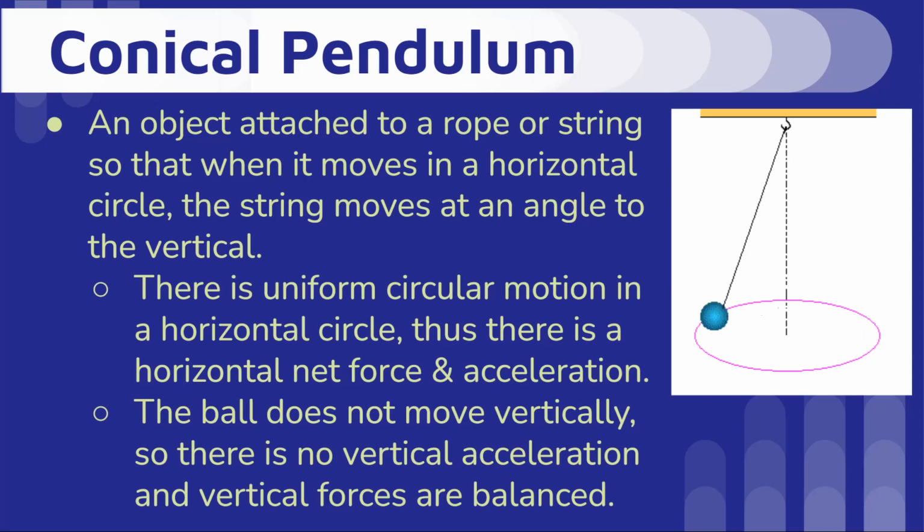The ball in this case, or whatever it is that is suspended from the end of your pendulum, does not move vertically. There's no upward or downward motion or acceleration of any kind. There is no vertical acceleration, and therefore vertical forces are balanced. Okay, so you have to keep that in mind as we start looking at the math and the different equations we're going to derive. We need to know that those vertical forces remain balanced whenever we're looking at a conical pendulum.